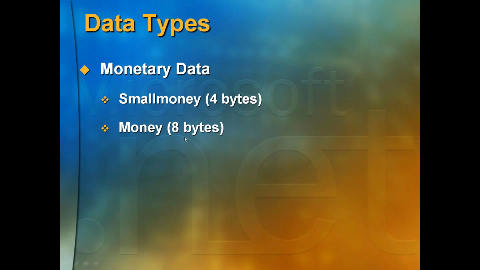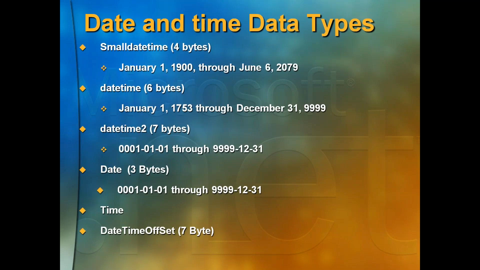Money means you can put millions, trillions and billions of incomes and everything. Clear? So small money and money. An employee salary would be small money, right? Bill Gates' income is big money. So depending upon your income or the situation, you need to use small money or money. Clear? Next, to store the date and time values.